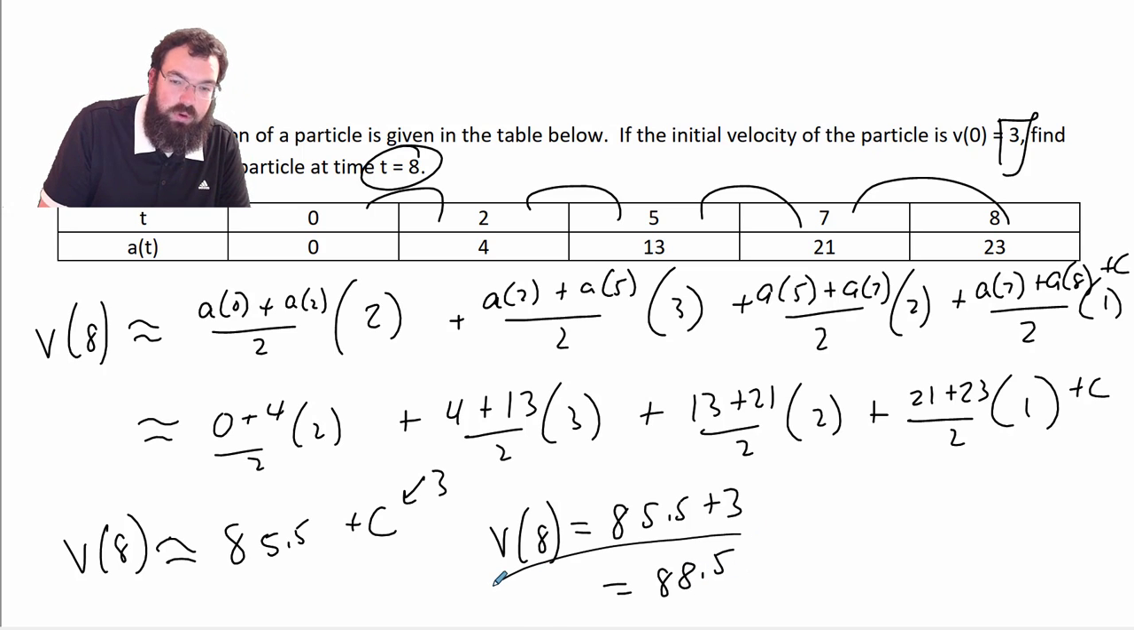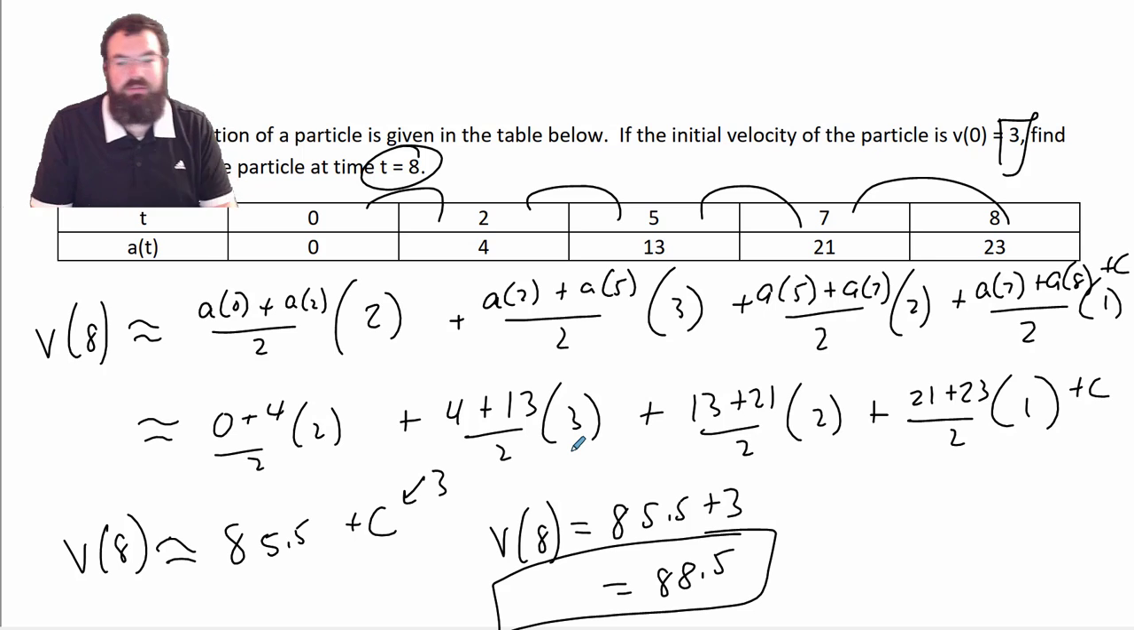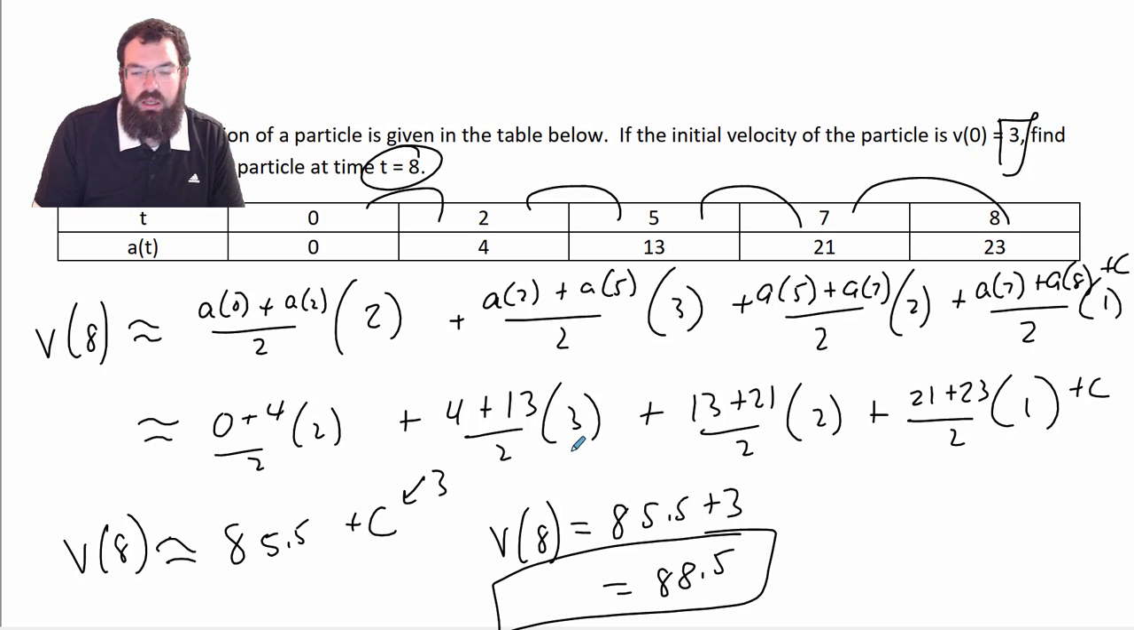Okay? And we don't have any units, right? So the units don't matter on this problem, but maybe meters per second because it's velocity. But there you go. That is how you do trapezoid and midpoint. So on to the next one, which is the last section of 4.3.